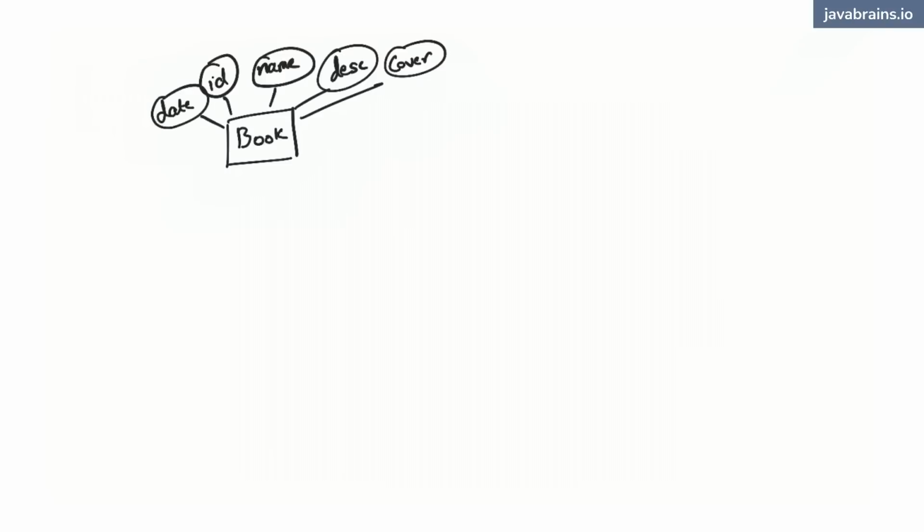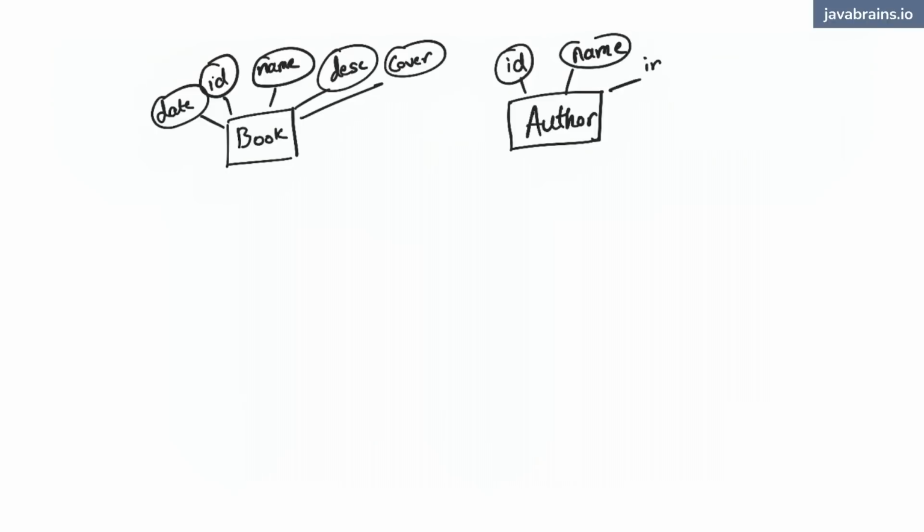Okay, now you have an author entity, which is going to have, I don't know, ID again, and name, and perhaps image. Okay, and now the relationship between these entities. What is the relationship between book and author? The relationship is one to many, many to one.